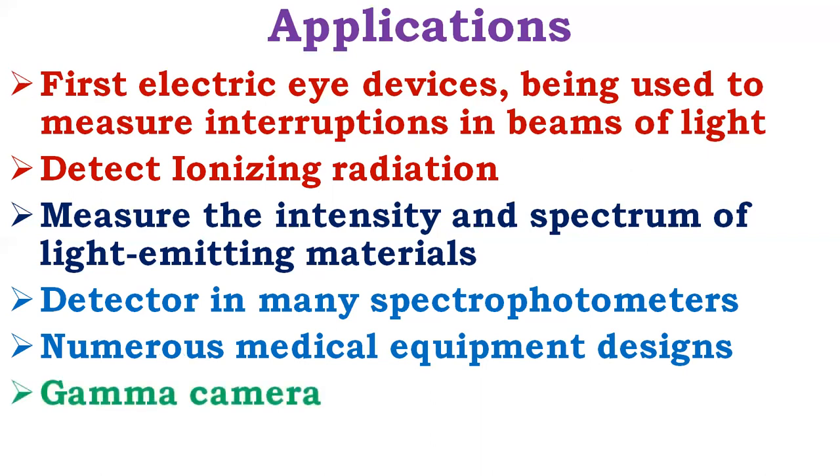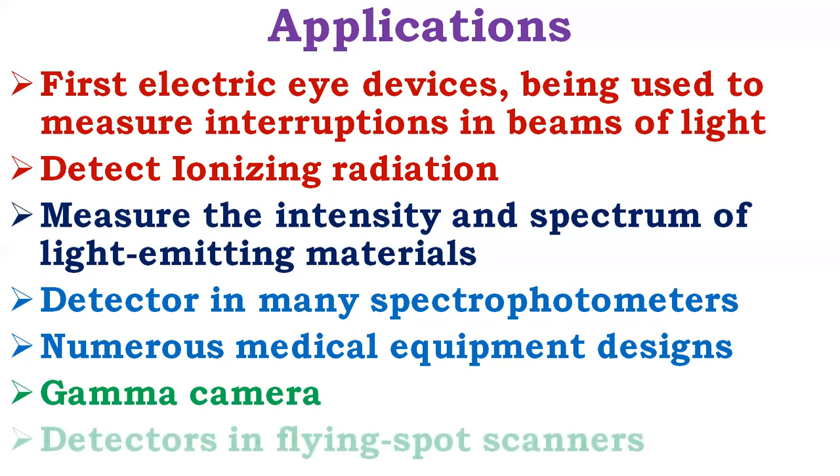An array of photomultipliers is used in a gamma camera. Photomultipliers are typically used as the detectors in flying spot scanners. So these are the typical applications of photomultipliers.